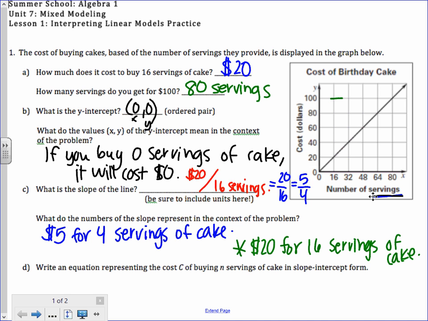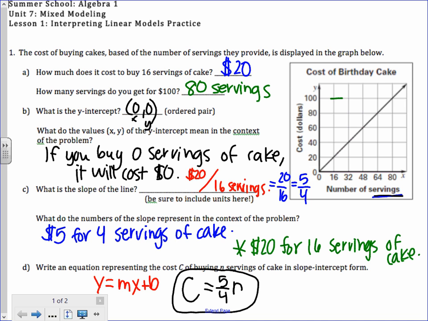Now it says write an equation representing the cost of buying n servings of cake in slope-intercept form, which is y equals mx plus b form. Now instead of y, we're going to talk about cost. So we're going to say c equals. I always do my slope next, which is 5 over 4 n for servings of cake plus 0. We don't have to put anything for the y-intercept because the y-intercept is 0. So it's just 5 over 4n. All right, that's number 1. That's given a graph. Can I interpret what the graph is telling me? And can I write an equation?